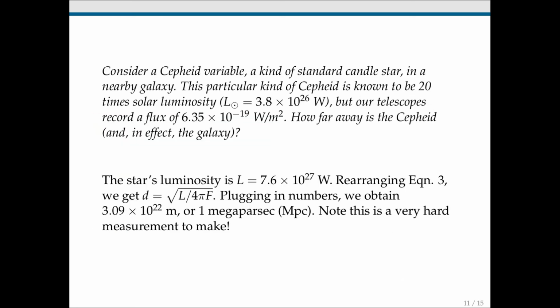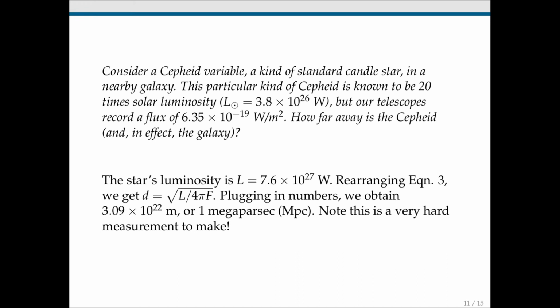As an example, consider a Cepheid variable, a kind of standard candle star in a nearby galaxy. This particular kind of Cepheid, there's many, is known to be 20 times the solar luminosity. Our telescopes record a flux of 6.35 times 10 to the minus 19 watts per meter squared. How far away is the Cepheid, and in fact, the galaxy?